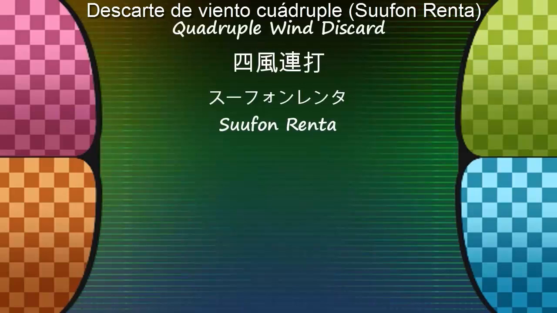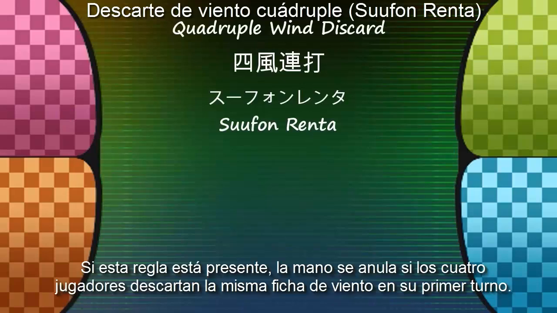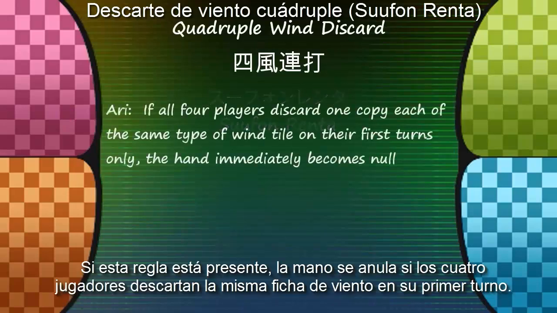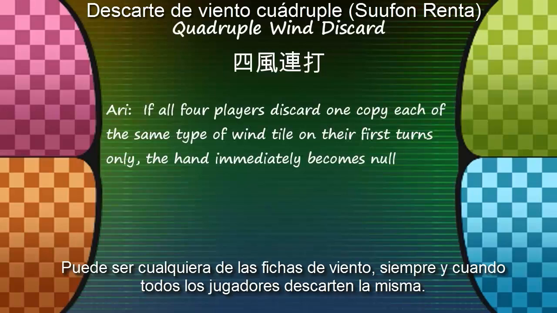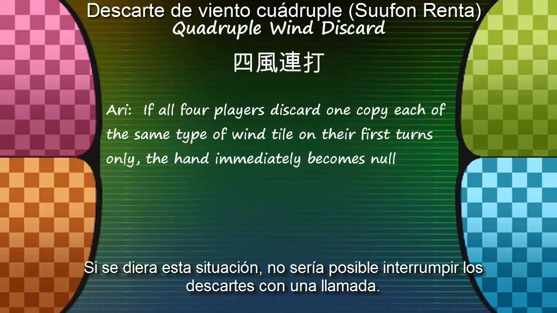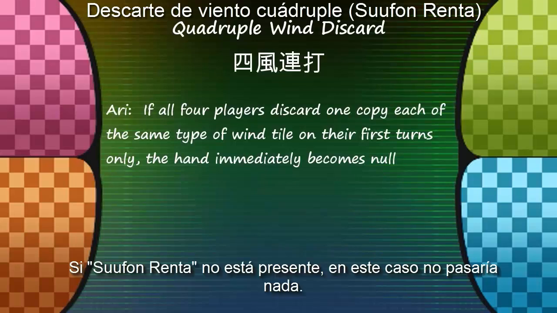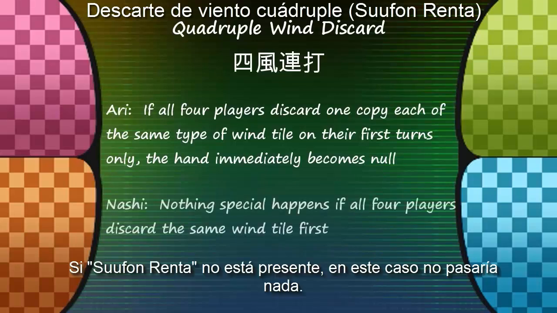Suufon Renta. If this rule is present, a null hand occurs if all 4 players discard a copy of the same wind tile on the first 4 turns of the hand. It can be any one of the 4 types of wind tiles, as long as all 4 players discard the same type. If the tiles are distributed such that it is possible for this situation to play out, it would not be possible to interrupt with a call. If Suufon Renta is absent, nothing special happens in this case.